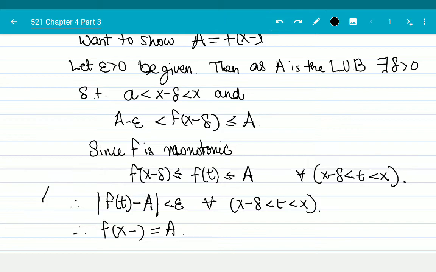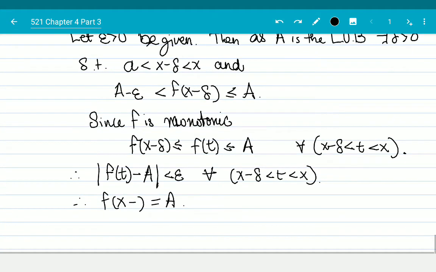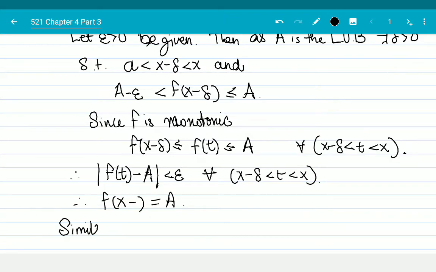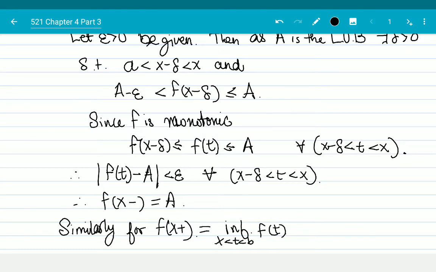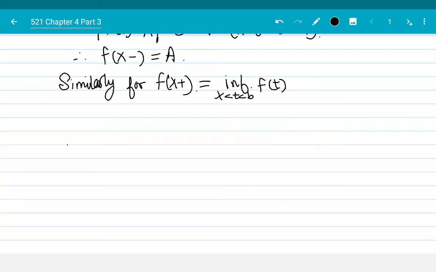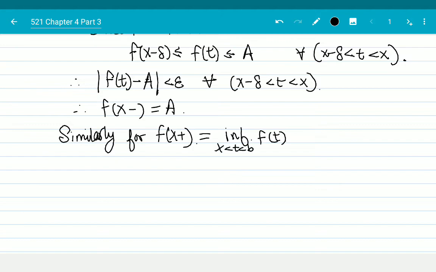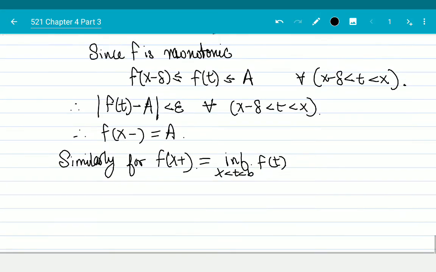Similar condition for f of x plus. Similarly, f of x plus is equal to the infimum of f of t, for x smaller than t smaller than b, using the greatest lower bound instead of the least upper bound.